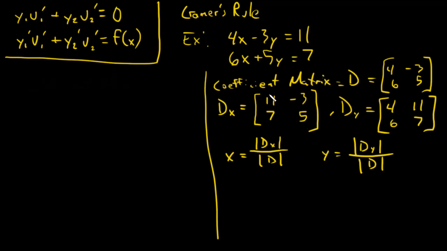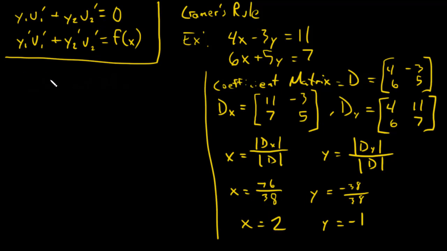The determinant of Dx is going to be 55 minus 21. That's going to be 76. Divided by the determinant of D, 20 plus 18 is going to be 38. And y is going to be, determinant of Dy, 28 minus 66, which is negative 38, over the determinant of D, which was already 38. So x is equal to 2, y is equal to negative 1. Okay, so that's how you use Cramer's rule to solve for your variables.